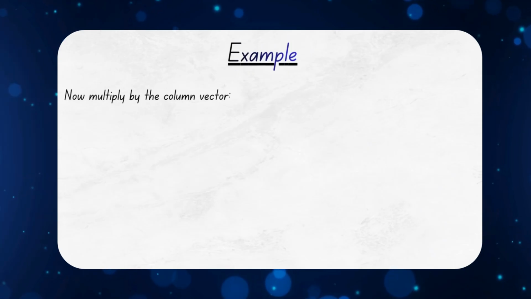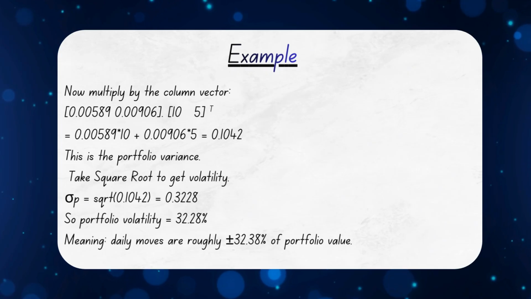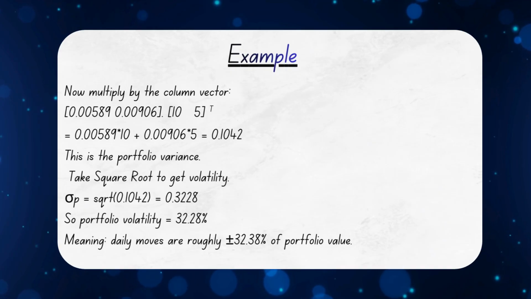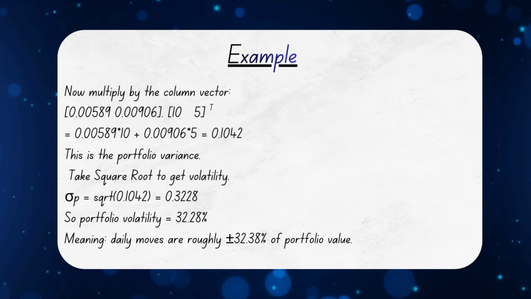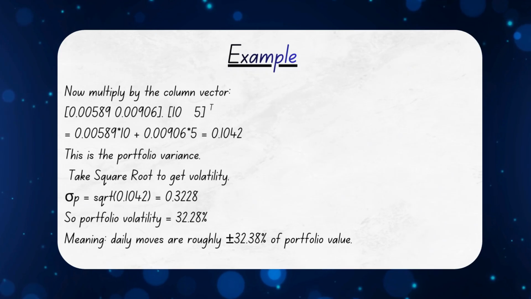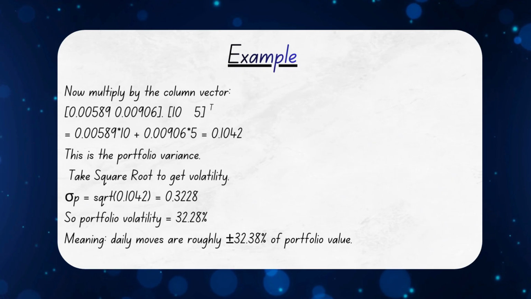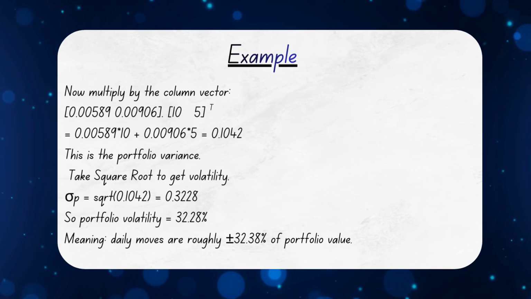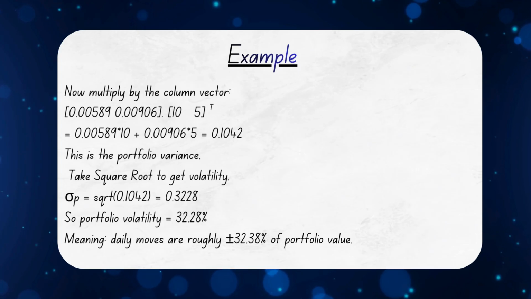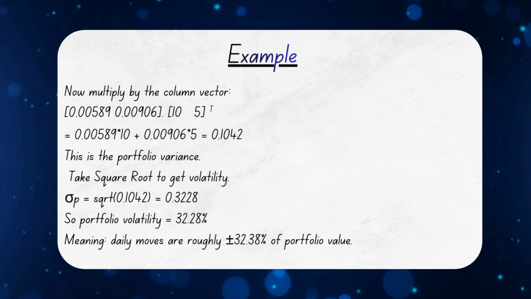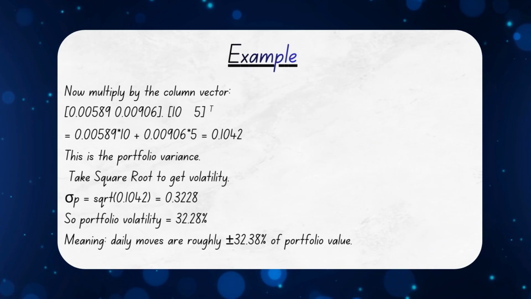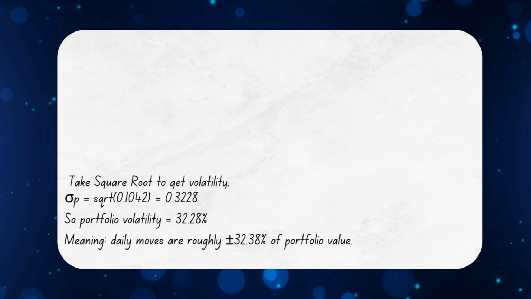Then multiply this result by the column vector again. That gives us 0.00589 times 10 plus 0.00906 times 5, which equals 0.1042. This number is the portfolio variance. Taking the square root converts variance into volatility, so the portfolio volatility becomes the square root of 0.1042, which is approximately 0.3228 or 32.28%. That means on an average day, the portfolio may fluctuate by about 32% of its value. Quite large because the assets are strongly correlated.